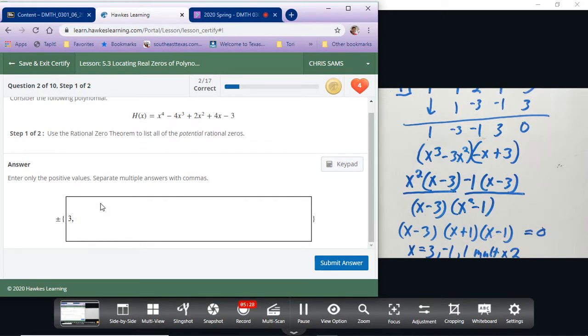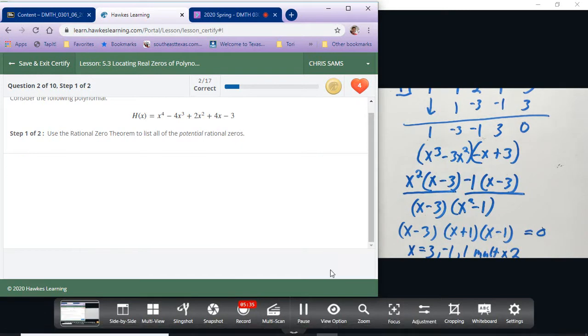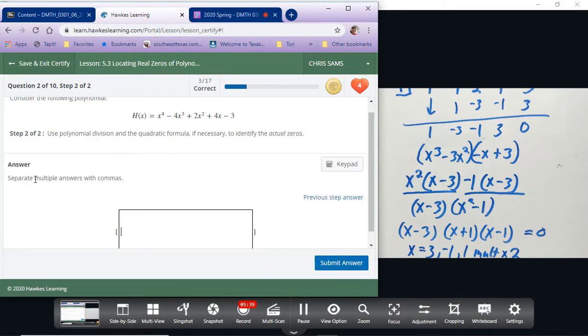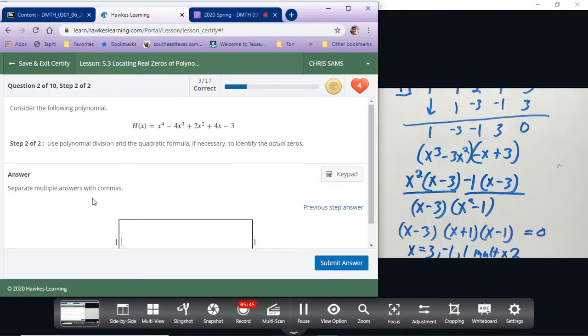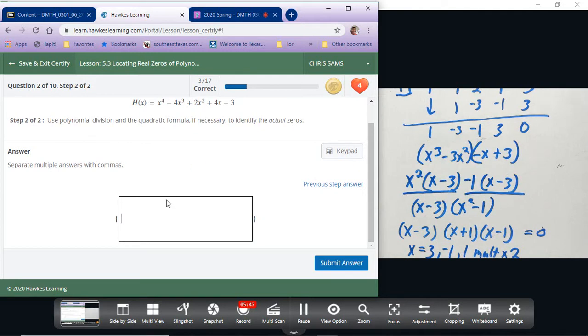Okay, so sorry. First step wants us to list the possible rational zeros, 1 and 3, with the positive and negative. And then step 2 wants us to use the division, identify the actual zeros, and it doesn't say anything about identifying the multiplicity if they repeat. So we're just going to list 3, 1, and negative 1.